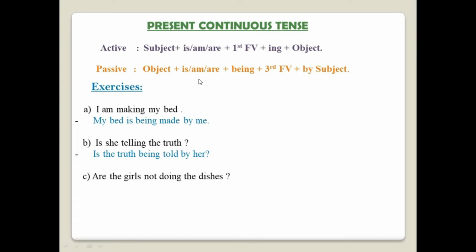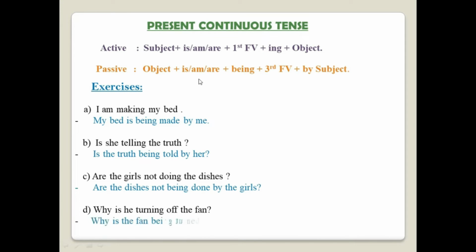Number 3, C, are the girls not doing the dishes? Not is there, which is the negative. Your answer will be, are the dishes not being done by the girls? D, why is he turning off the fan? Answer will be, why is the fan being turned off by him?